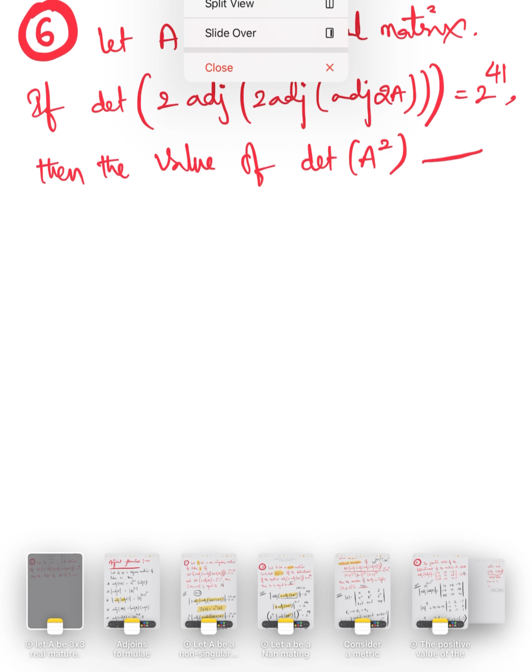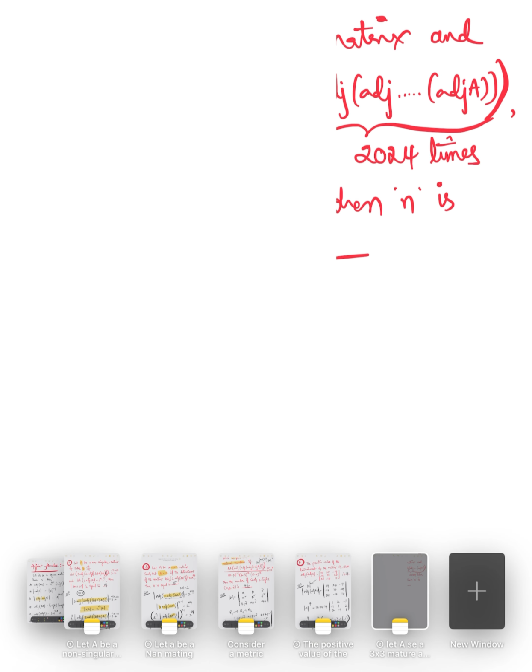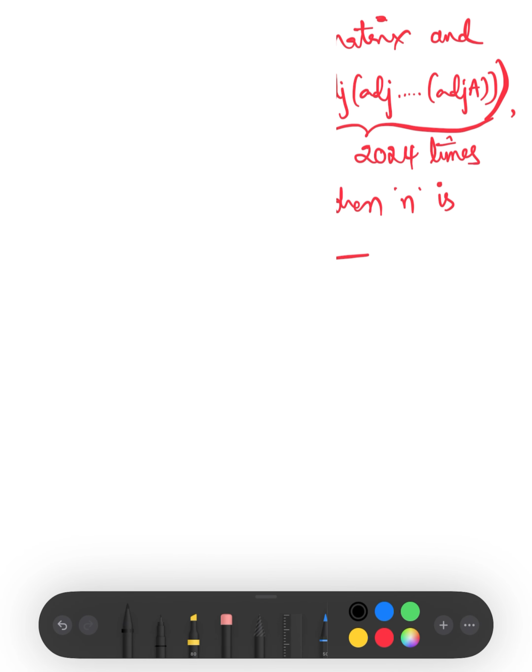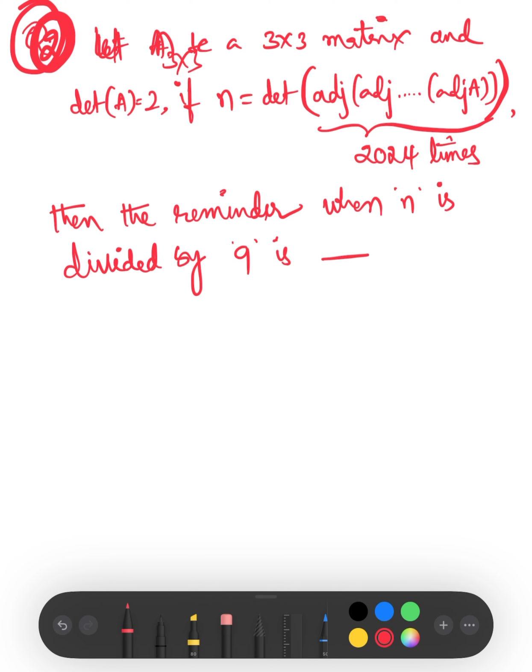Okay, now I will tell you one more question here. Print is not there, so I will write the question here again. See what the question is. Now here it is anyway a square matrix. If you observe, there are so many adjoints, the number of adjoints is 24 times. That many adjoints are there here. Now the question is, let A be a 3 by 3 matrix, and det A equals 2. Here det A is equal to 2.